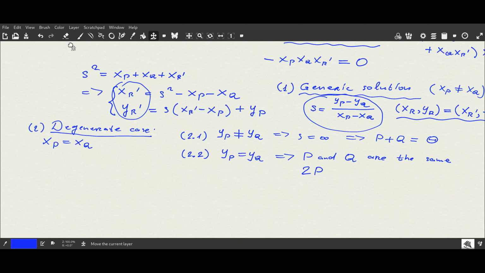If we consider one of these points as a limiting case of the other, so for example, we say xq equals xp plus dx, yq equals yp plus dy, and dx, dy tend to 0 while still on the curve, okay?